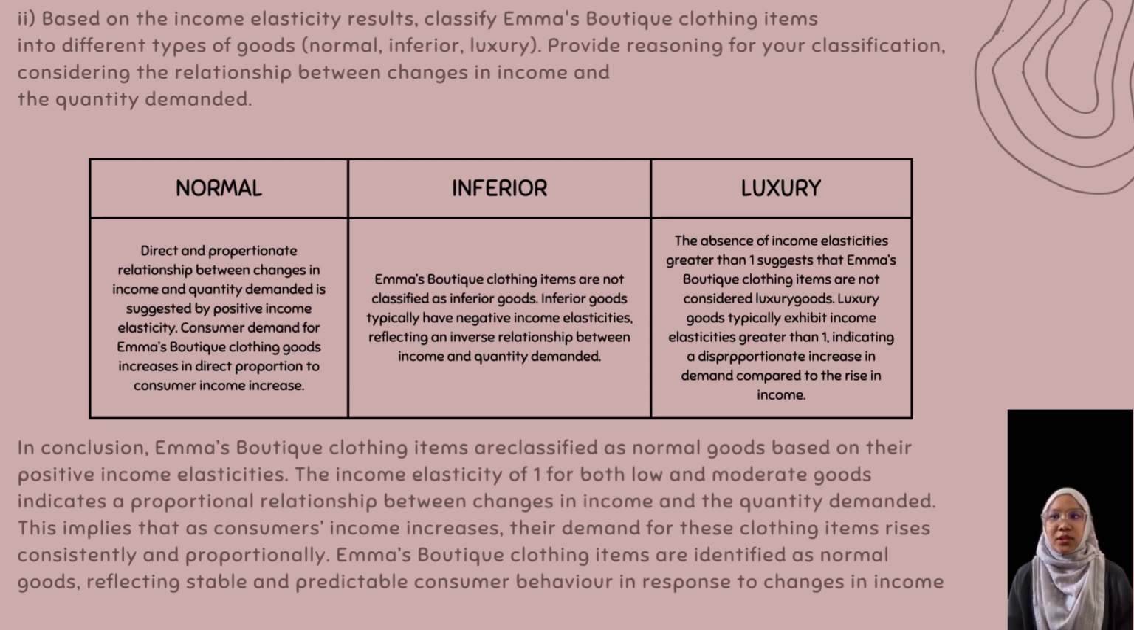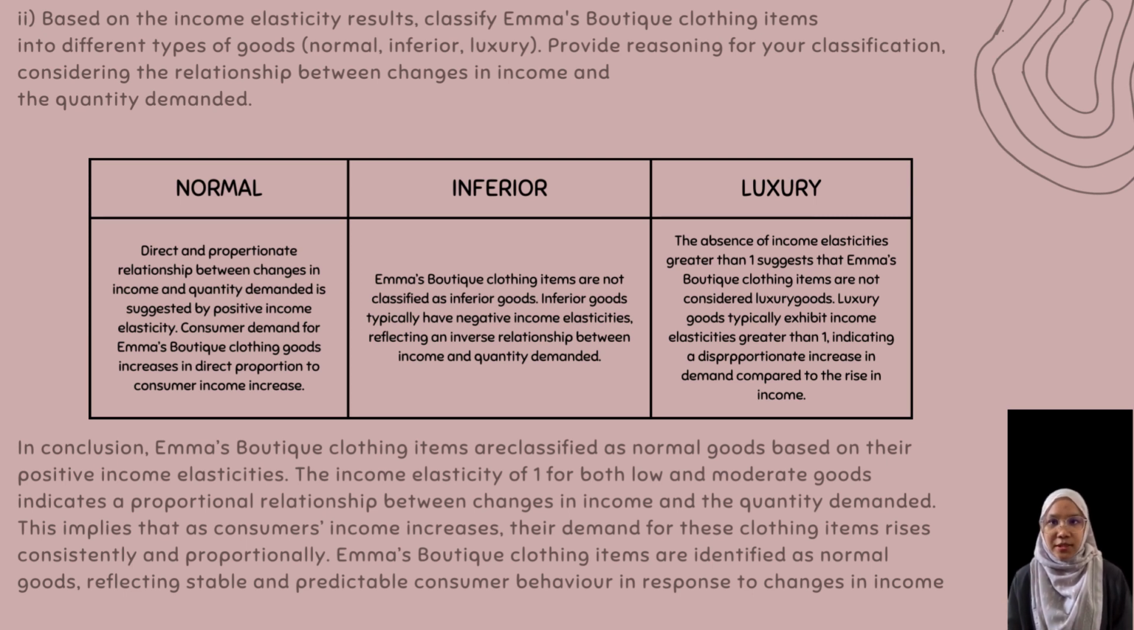So for normal, a direct and proportionate relationship between changes in income and quantity demanded is suggested by positive income elasticity. Consumer demand for Emma's Boutique clothing goods increases in direct proportion to consumer income increase. For inferior, Emma's Boutique clothing items are not classified as inferior goods. Inferior goods typically have negative income elasticities, reflecting an inverse relationship between income and quantity demanded.